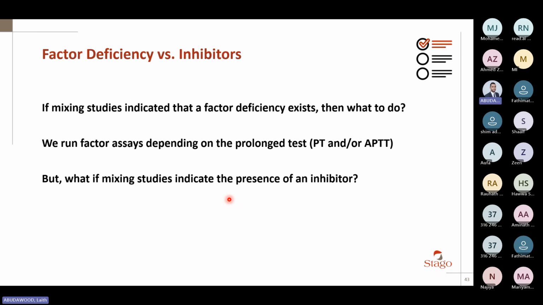If the clinician insists on a factor assay in this case, you have to tell them that we suspect an inhibitor because mixing was prolonged. So the factor assay that we are reporting to you may be falsely low. This is a very important point that you have to consider.